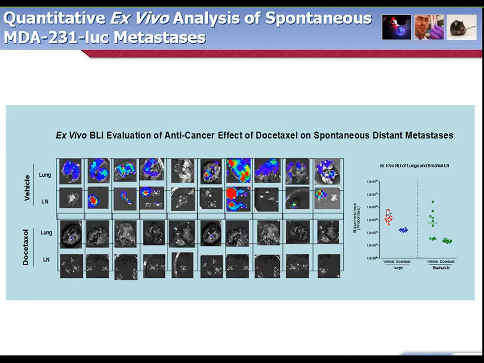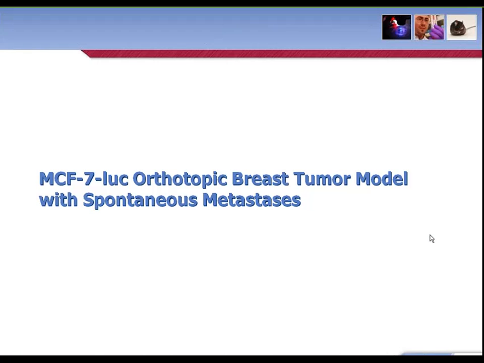this group. And you can see that there's a significant difference in terms of the bioluminescence, looking at this scatter graph, in the vehicle-treated lungs versus the compound-treated, and also in the vehicle-treated lymph nodes versus the compound-treated. And you can see these three didn't have metastatic events there.